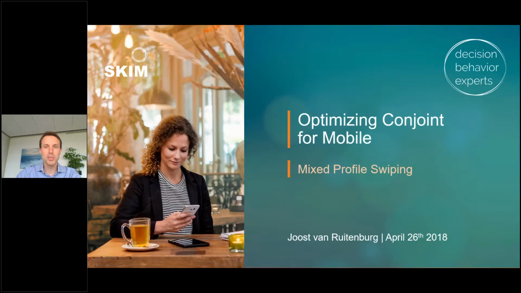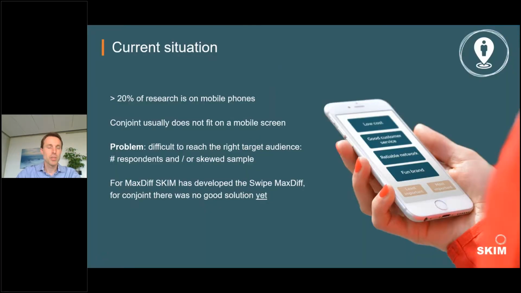Welcome to this webinar, Optimizing Conjoint for Mobile, with a subtopic, mixed profile swiping. So what are we going to talk about today? Today we're going to try to solve an issue. And the issue is that 20% of research is currently done on mobile phones, in some countries even more, and it's only increasing at the moment.